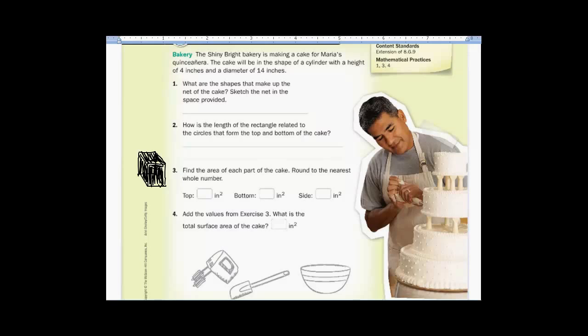Now, what if you had something that you wrap for Christmas that's not in a nice rectangular or prism shape? Then that's whenever you talk about surface area of cylinders. So let's do that. Let's move on.